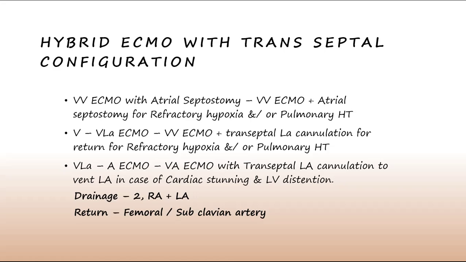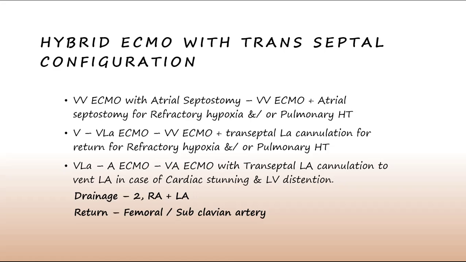So in this kind of scenario, what we generally do, you will plan for a VV ECMO, and then we'll do an atrial septostomy so that the venous side of the heart, which is being perfused with the hyperoxygenated blood, will pass through this atrial septostomy into the left side of the circulation here. So VV ECMO with atrial septostomy is generally done when there's refractory hypoxia or pulmonary hypertension here.